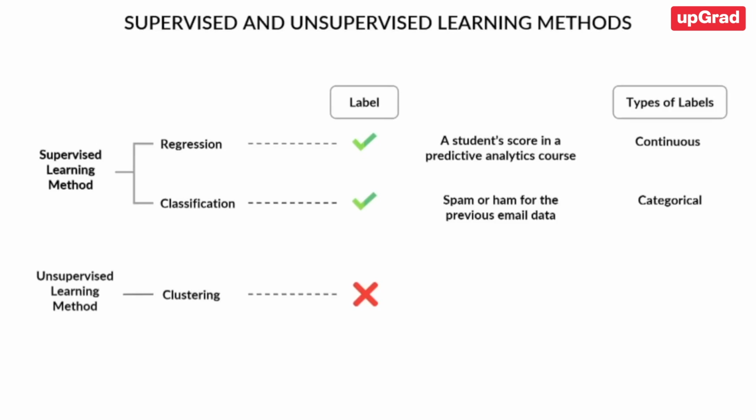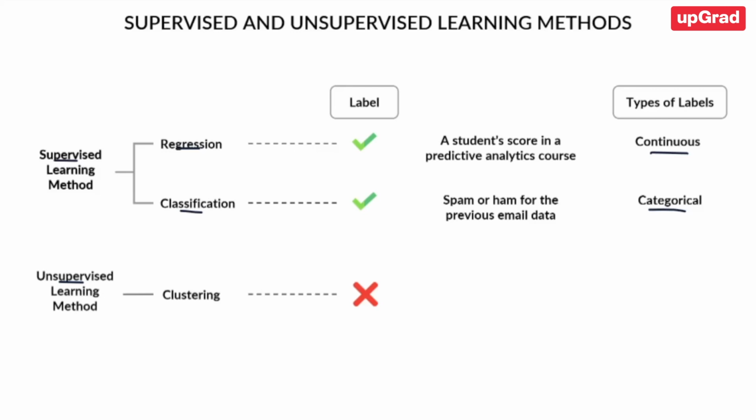Based on whether the data are labeled or not, we can categorize machine learning algorithms into two main categories: supervised and unsupervised. Regression and classification are examples of supervised learning, in which the training data is labeled. In the examples discussed, for regression, the response variable or the label is the score obtained by each student in the predictive analytics course, which is a continuous numeric value. In the case of classification, each data point or observation is an email which is labeled as spam or ham, which basically is a categorical variable.